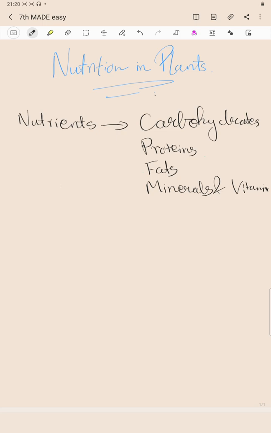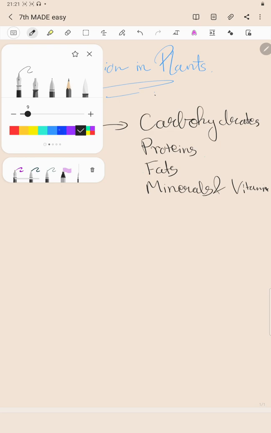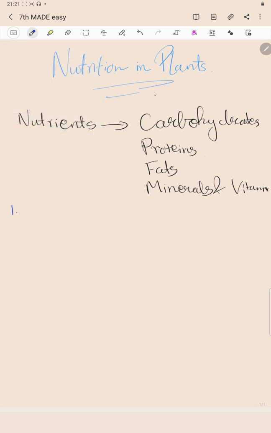Plants can prepare their own food. That means they can absorb the nutrients from the soil and prepare their own food, while animals have to depend on other organisms. That is, animals have to either consume other animals for their food or obtain it from the plants. So starting with section 1.1 in your NCERT textbook, that is mode of nutrition in plants.